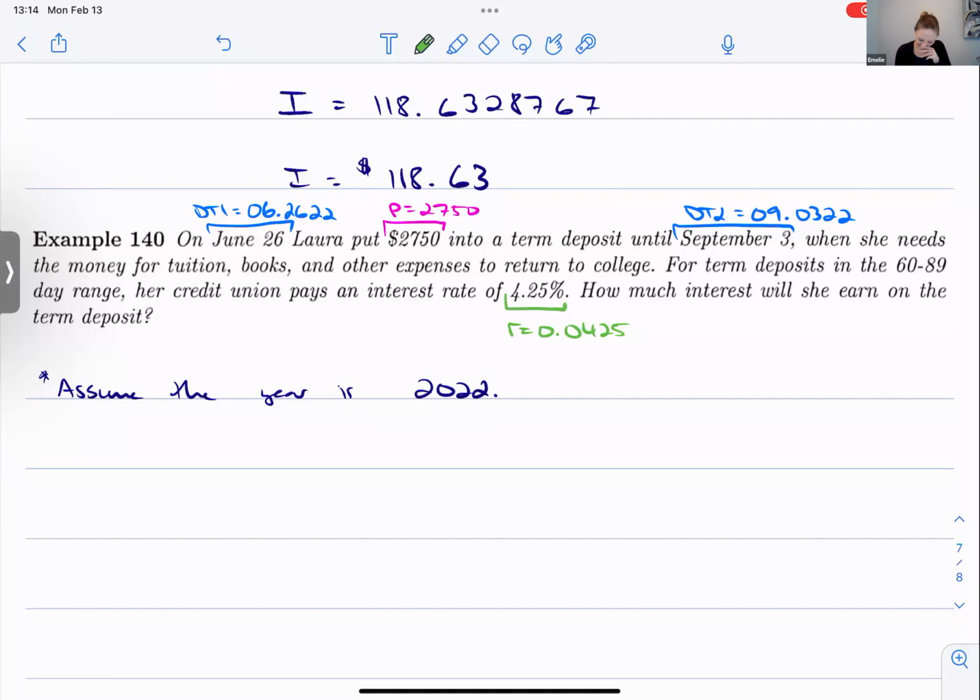Okay, so let's see here. Okay, so we've got the rate, and then finally we just want to find how much interest will she earn here. So we're looking for I. All right, let's hop to it.